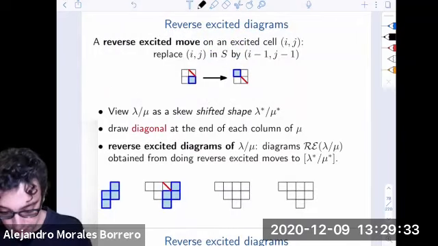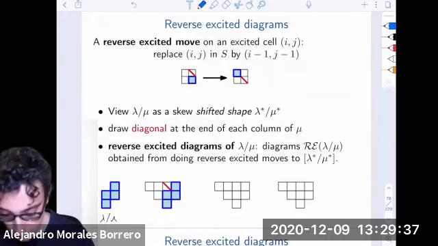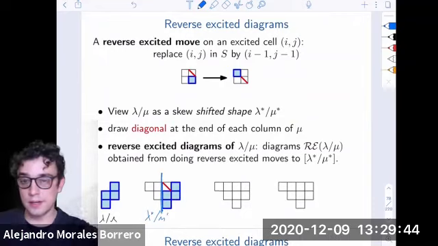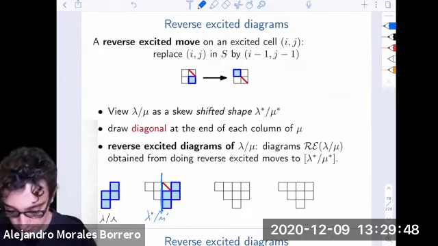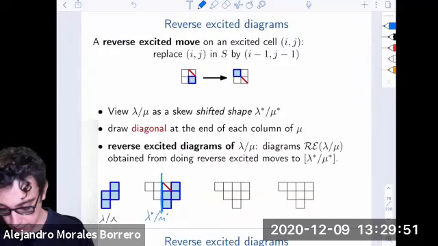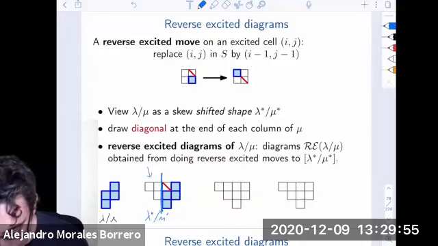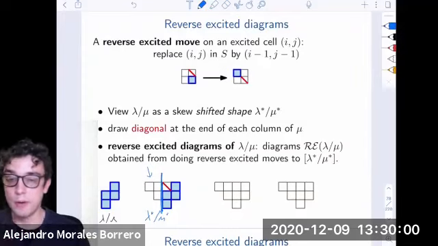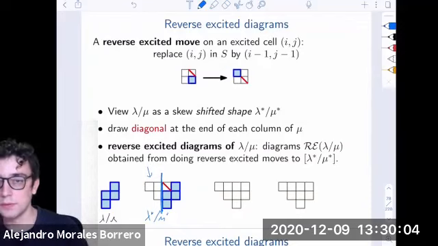So here is my skew shape. When I make it shifted, it just means that I'm going to attach to it a staircase on the left. So I'm making a shifted shape, just stick a staircase here to make it shifted. And now we're going to do reverse excited moves. For Naruse it was on mu, for Okounkov-Olshanski it's on the skew shape lambda mu.